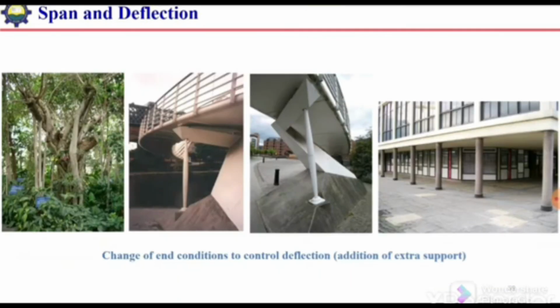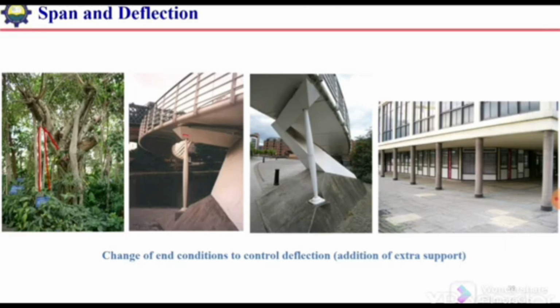Here we have a practical application of how we can control the deflections. There are some trees which grow their roots naturally when they feel that their branch is overloaded or the length of the branch has increased sufficiently and it will deflect. So they grow the root just to change the end condition or to limit the span.